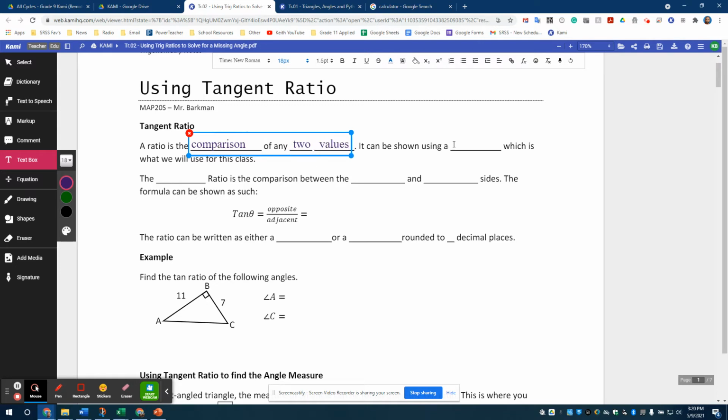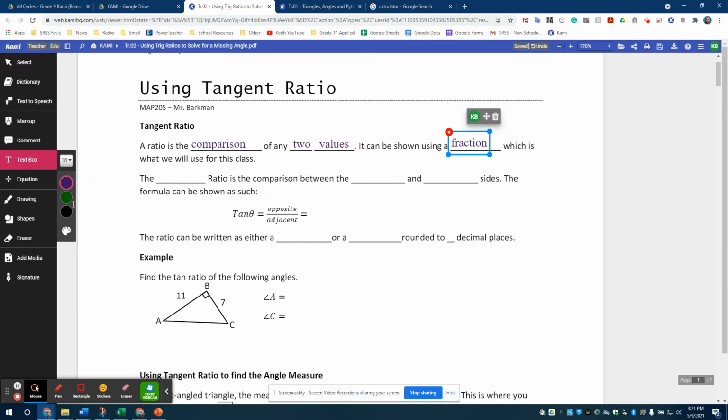At any two values. Now, that is across the board. We'll deal with ratios and comparisons later on in other courses. But we can think of it as a comparison of any two values. It can be shown using a fraction, which is what we're going to do in this class. A comparison of one value over another value is going to be a fraction.